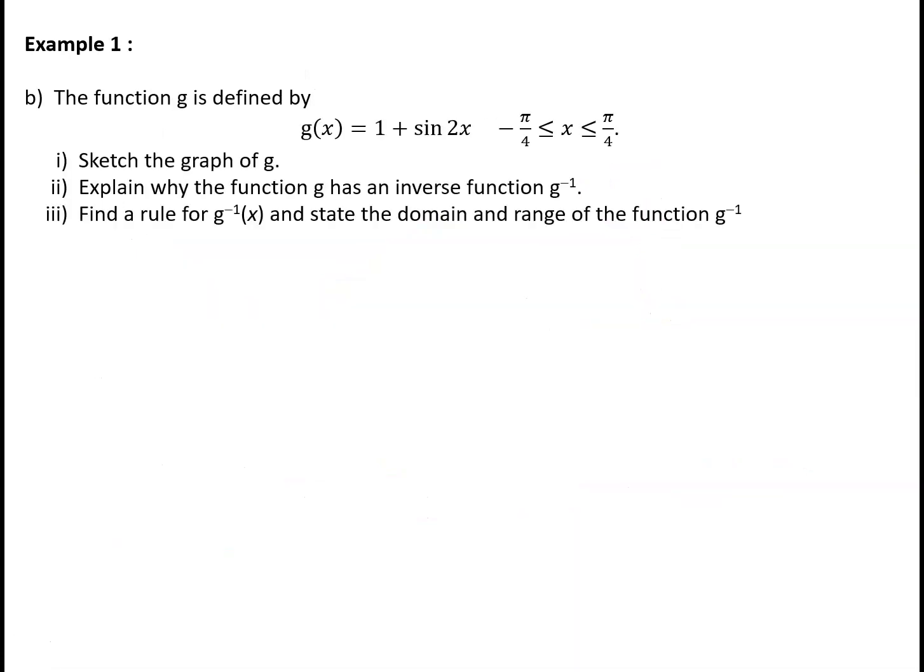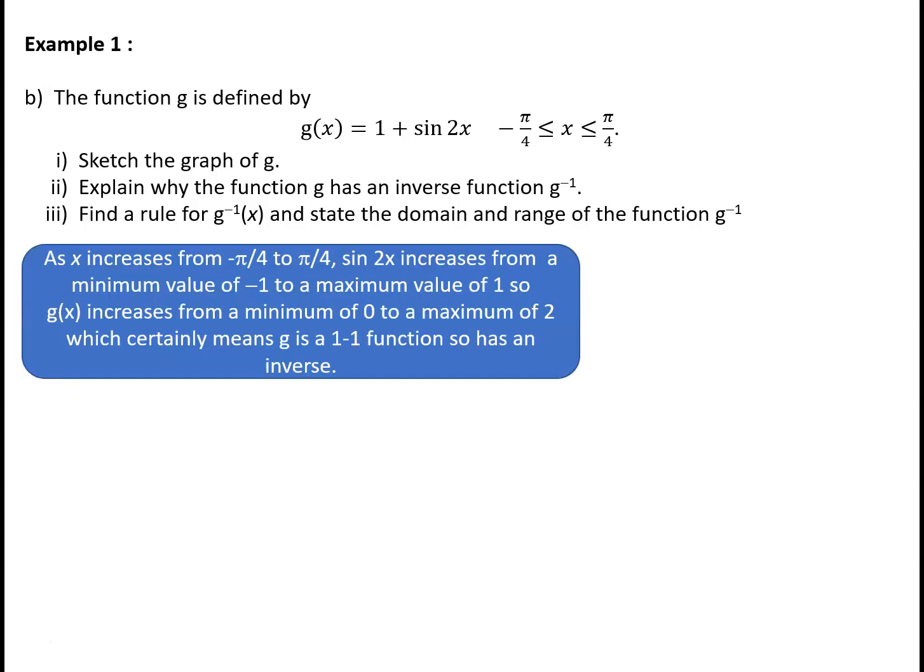Moving on to part B, we've got the function g defined by g of x equals 1 plus sine 2x, but the function is only defined on values of x that lie between minus pi by 4 and pi by 4. We've got to sketch the graph of g. Now as x increases from minus pi by 4 to pi by 4, sine 2x increases from a minimum value of minus 1 to a maximum value of 1. So g of x increases from a minimum of 0 to a maximum of 2, which certainly means that g is a one-to-one function and has therefore an inverse function.